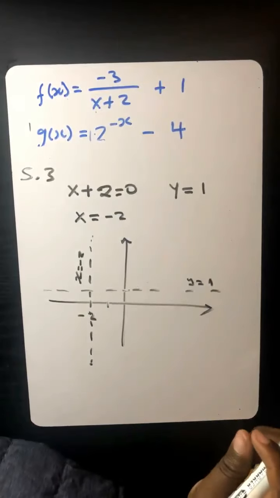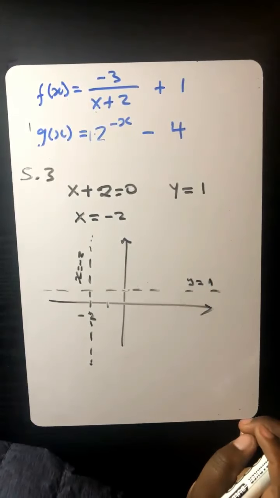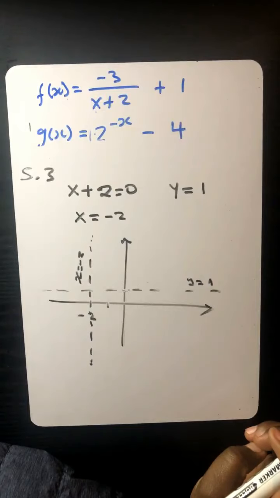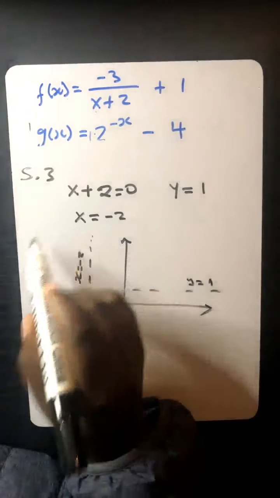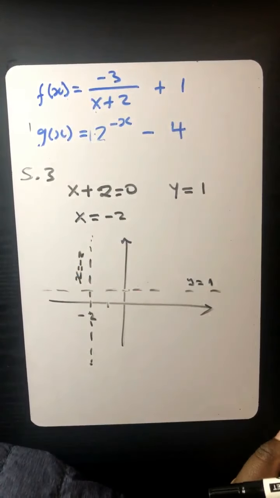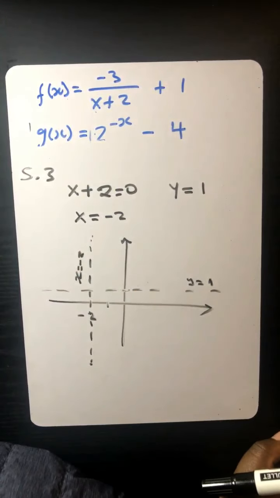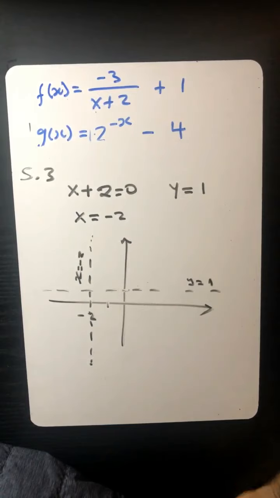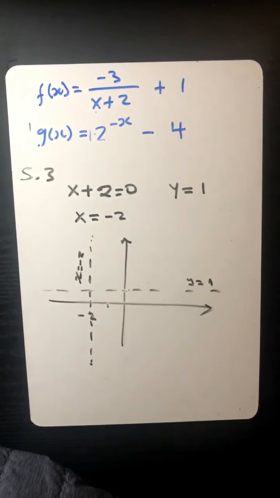Jennifer, in which quadrant are we possibly going to have our function? At quadrant number 2 and 4. Why are you saying that? Or what makes you say that? Or how do you notice it's going to be in those quadrants? It's because the A value is negative.